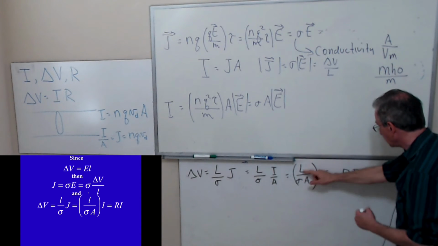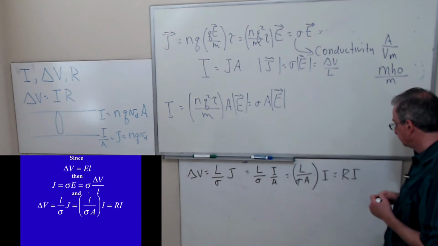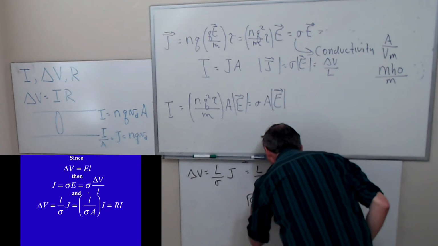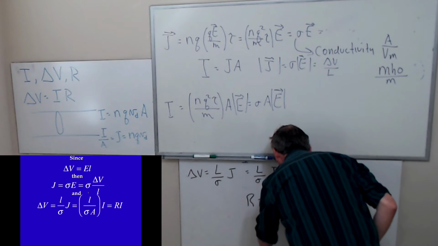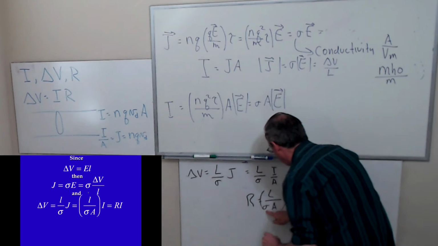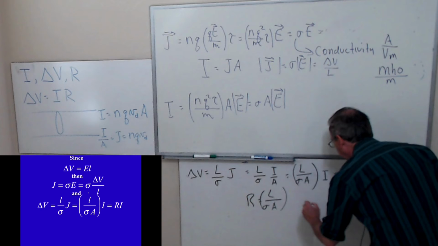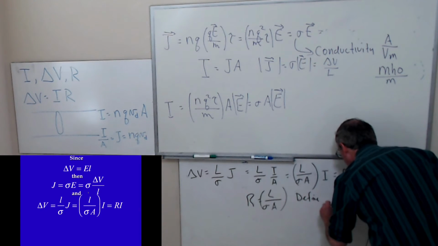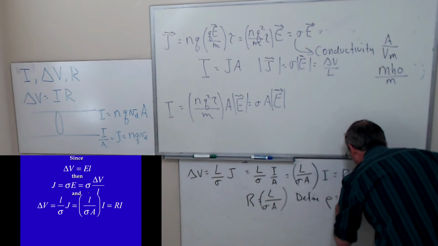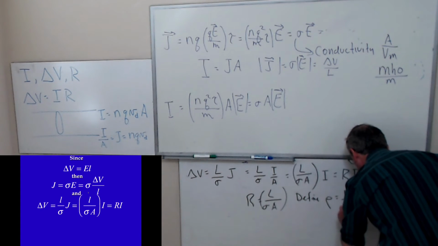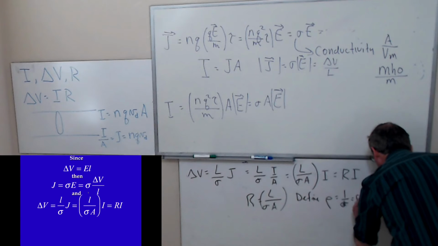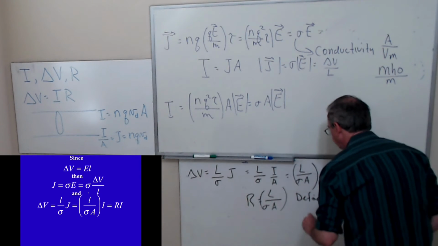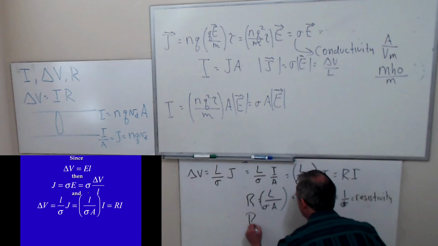And what is this thing called? Well, it's the resistance. So we can say resistance is L over sigma A, L divided by the conductivity times the area. But if I define rho as 1 over sigma, and I call it the resistivity, then we can write, let me know if you can't see it.